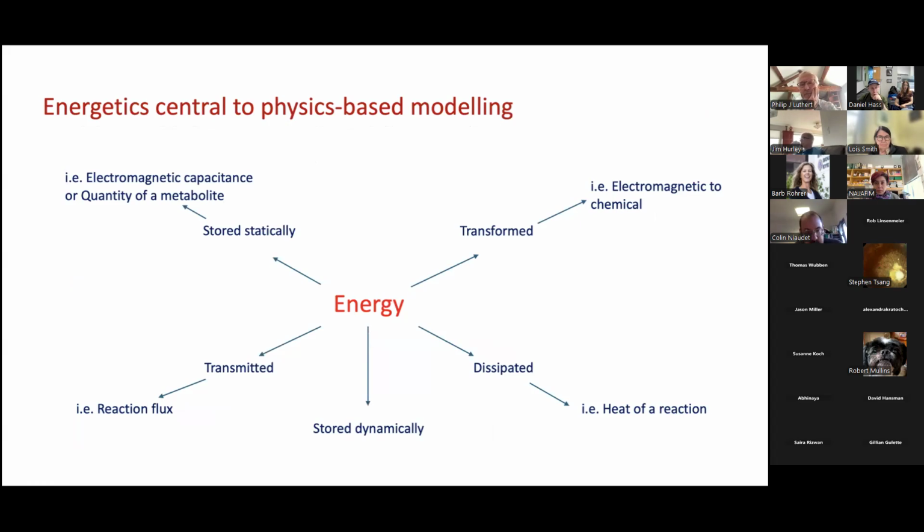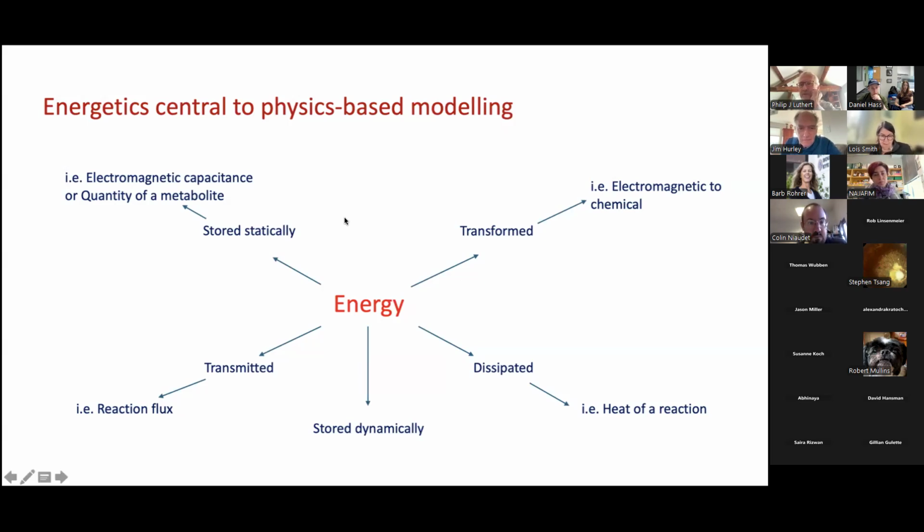If we want to do computational modeling that's mechanism-based, hanging it around physics is a pretty good place to start. And central to physics is energetics. And so this will be familiar to everyone, but just to recapitulate, the things that can happen to energy, it can be stored statically. And for us, quantity of a metabolite is energy storage.